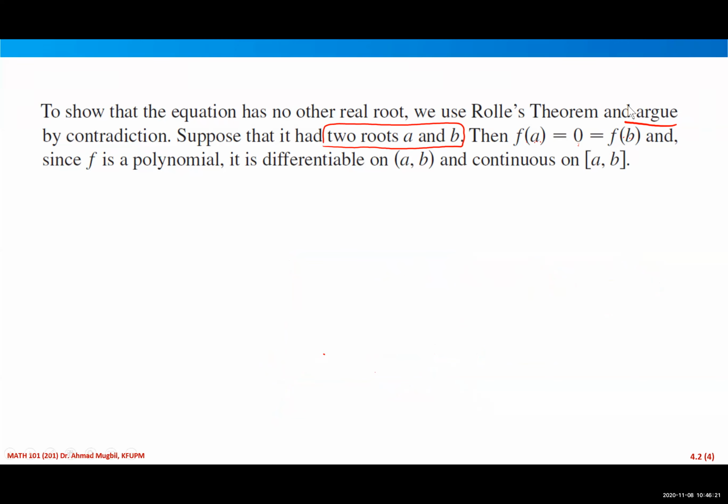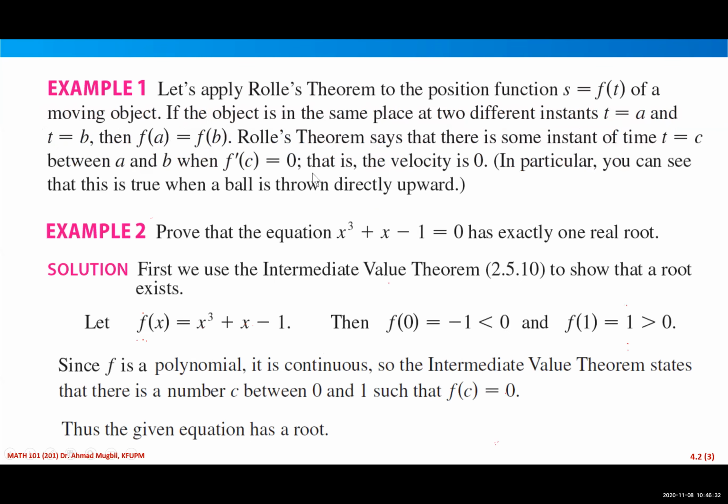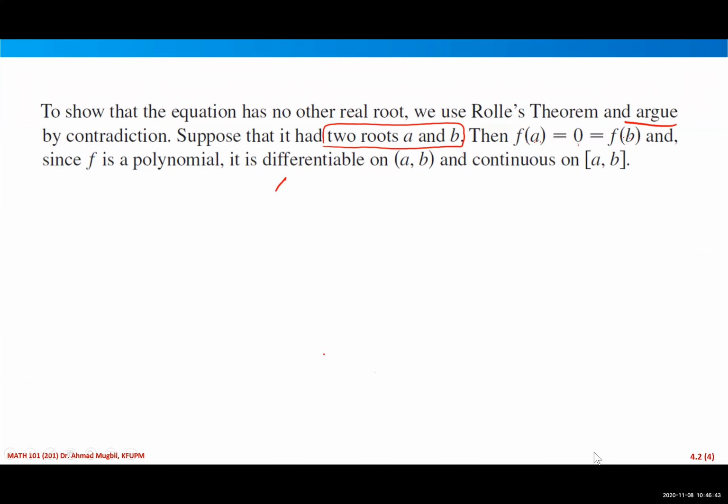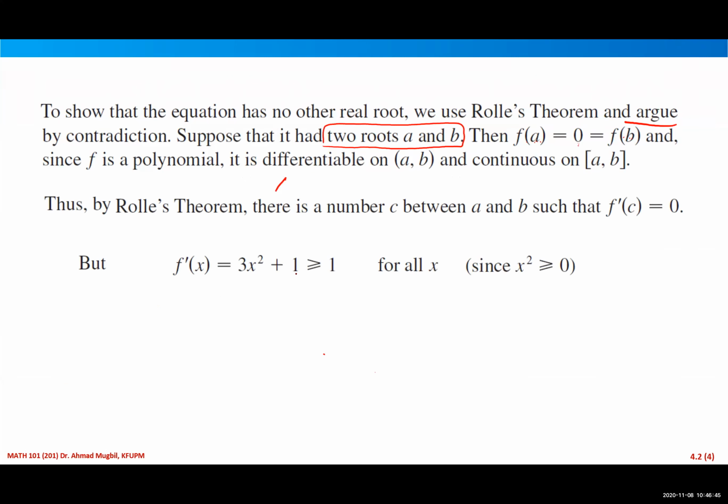Then by Rolle's theorem, there is a number c at which the derivative equals what? To 0. So let's see that. What is my function? My function is this. What is the derivative of this function? It is 3x squared plus 1. Now solve this, put it equal to 0. Can you solve it? Does it have a real solution?